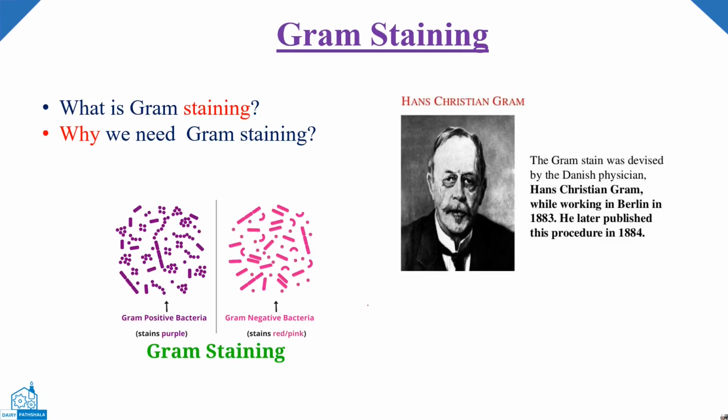So the first one is gram staining. Why is this known as gram staining? Because of Hans Christian Gram, this person published this procedure in 1884. Because of this person it is named gram staining. And why do we need gram staining? To differentiate the gram positive organism from the gram negative organism based on their cell wall characteristics, so that they can absorb some color and we can see them with the help of a light microscope. That is the process of gram staining.